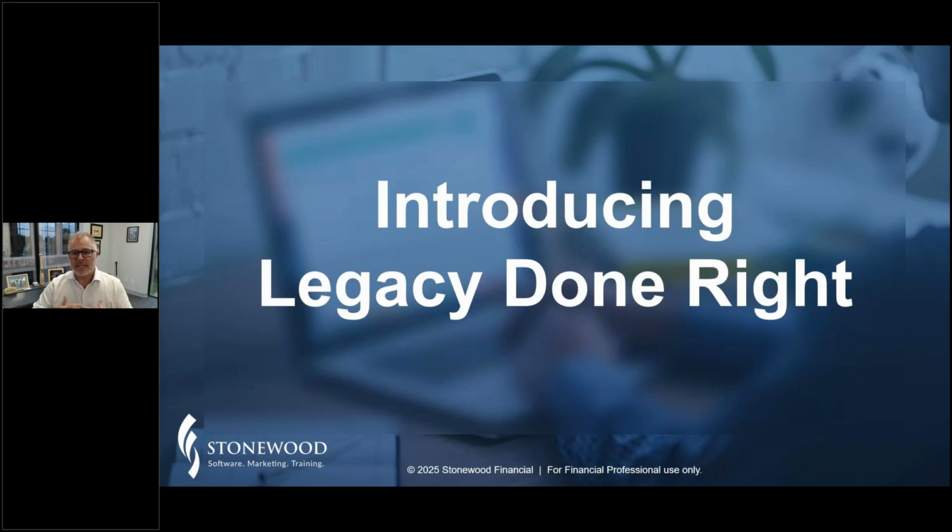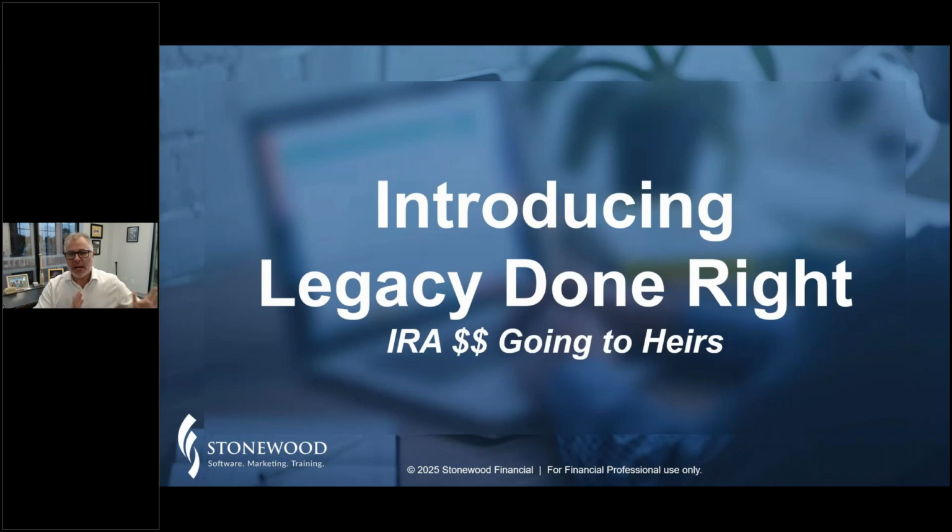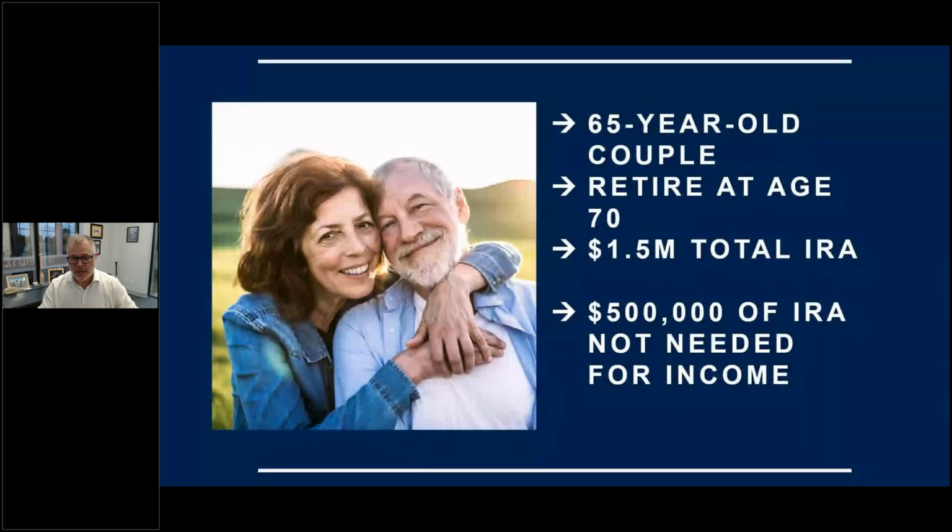And so Legacy Done Right is an extension of that. With the term legacy, you should be thinking of IRA money that is going to the heirs, whether that's the kids or whoever it may be. If it is not going to be used for income, then it is subject to this great concept that I'm excited to push out.